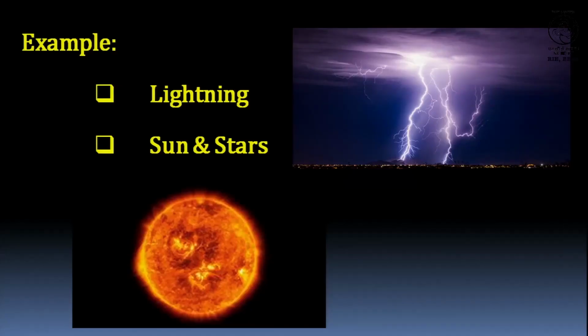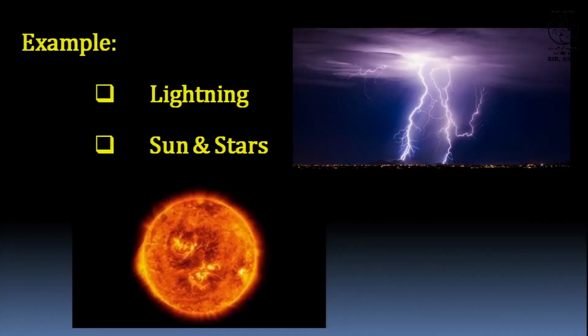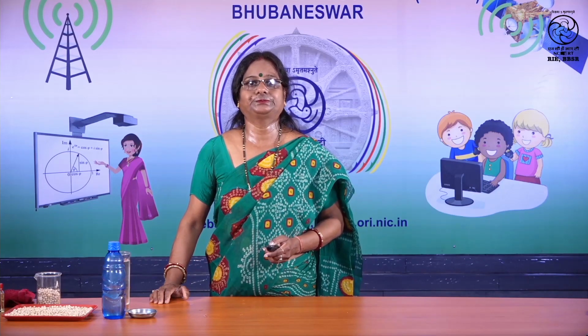Examples of plasma, as I have discussed, it's lightning. Here the ionization takes place. These things you have learned in, I think in class 8 or 7 it was there, about charge of lightning. And suns and stars also work on this. There is ionization of gases over here.